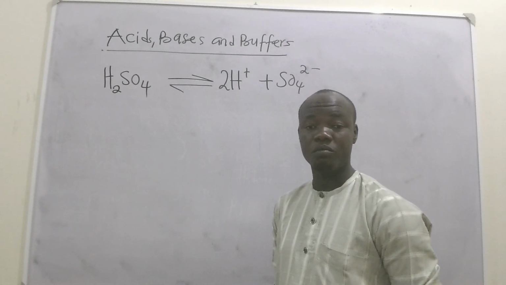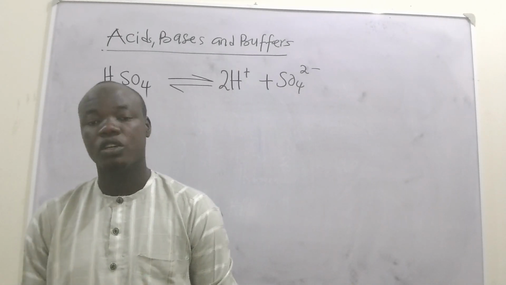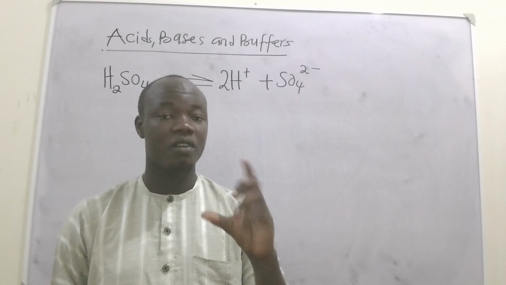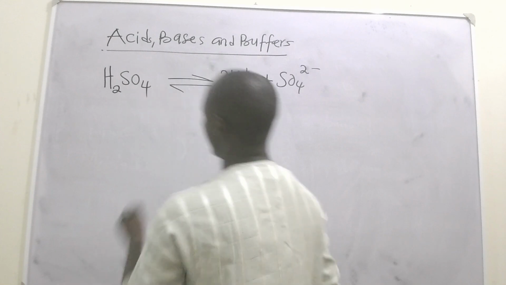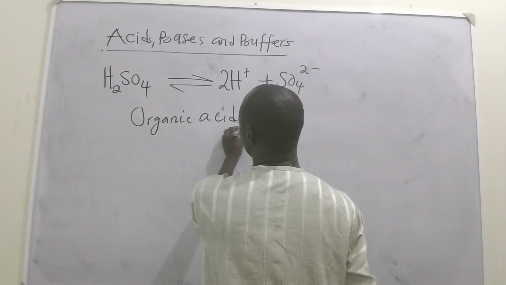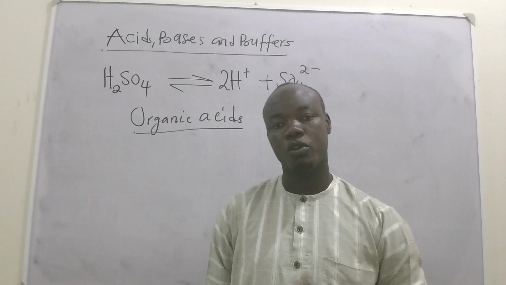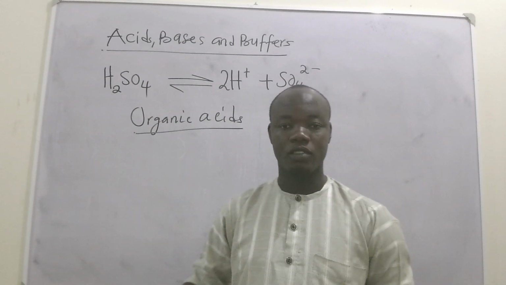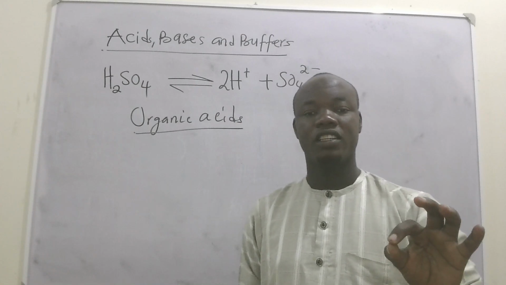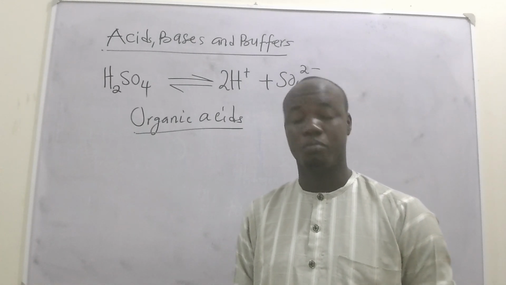And this is an acid. And of course, we have different types of acids. We classify acids on different bases. We can classify acids based on their origin or their sources, so that is where we have organic acids and inorganic acids. Organic acids are acids that are obtained from living organisms, either from plants or animals, or maybe from microorganisms.